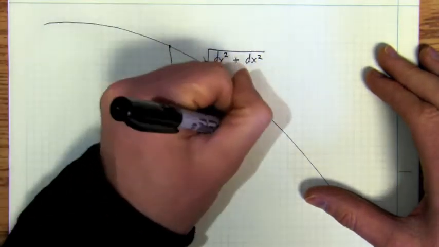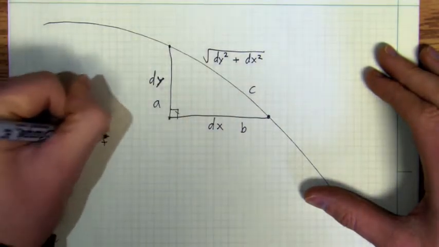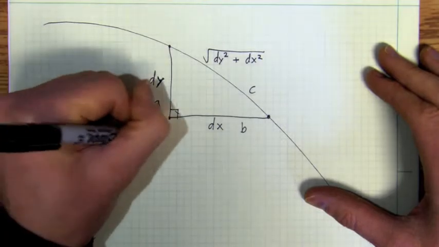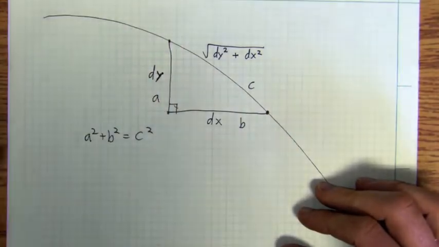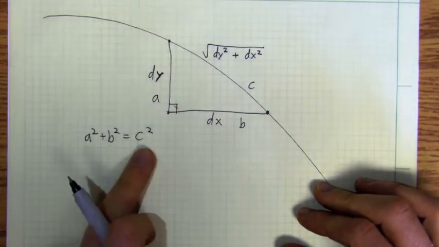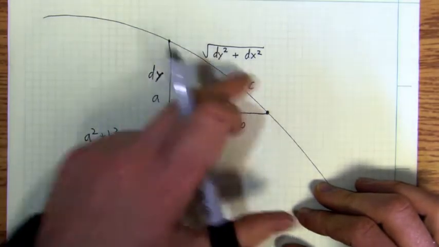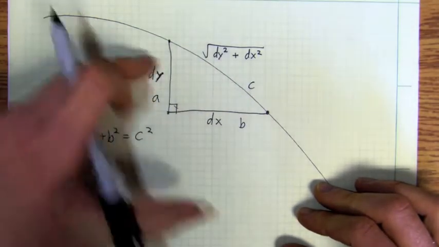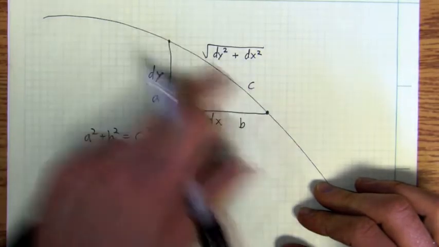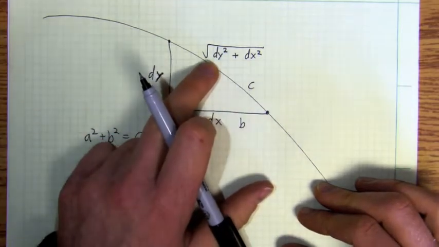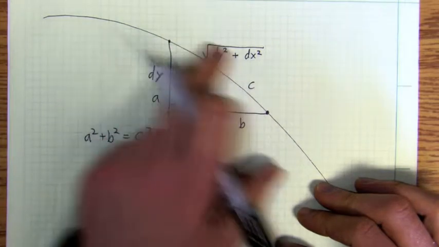So a, b, c. The Pythagorean theorem is a squared plus b squared equals c squared. So we have an approximately right triangle. A squared plus b squared equals c squared. So a is dy, b is dx. That means that dy squared plus dx squared equals c squared. So it means that the hypotenuse is going to be the square root of dy squared plus dx squared.